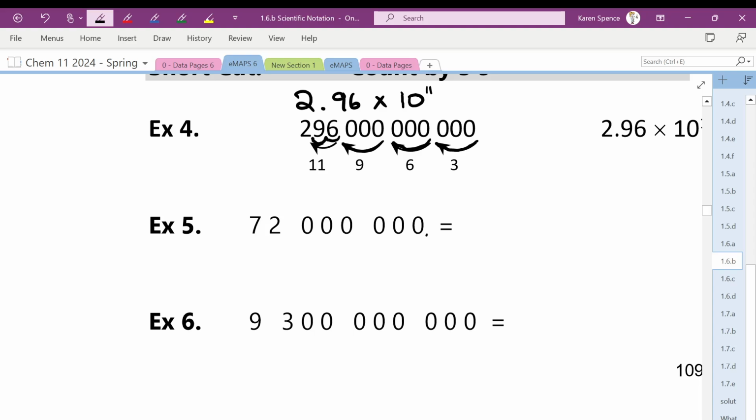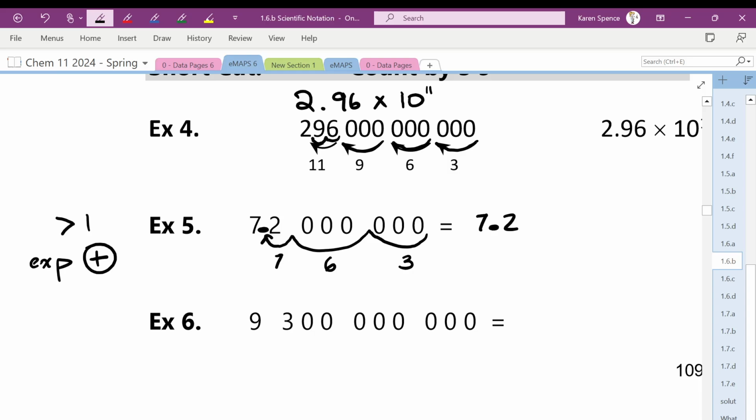So for this next one, we could count 3, 6, and one more makes 7. This is a big number. It's greater than 1. Therefore, the exponent is positive. So this is going to be 7 point, there moves our decimal, 2 times 10 to the 7.